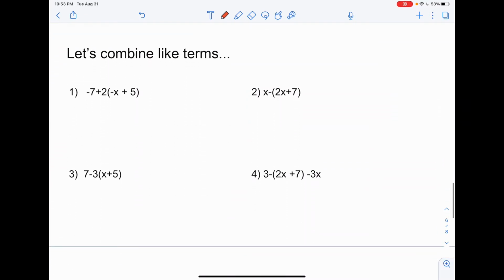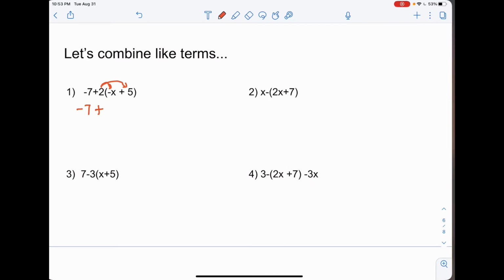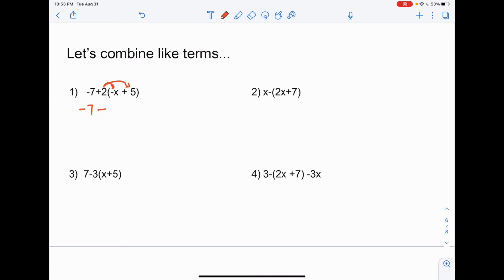Going back to combining like terms, but this time we have to distribute and combine. Let's go ahead and start with first distributing. We're going to distribute 2 over negative x and 5. So let's rewrite negative 7 plus 2 times negative x will be negative 2x, so I'm just going to put a minus sign here. And 2 times 5 will be 10.